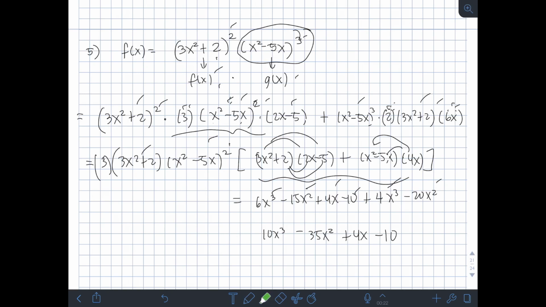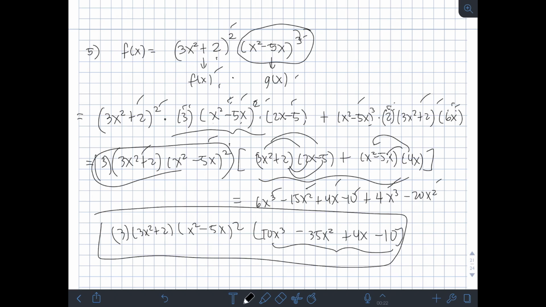Tapos, naka-multiply siya dito. Right? So, we have 3 times 3x squared plus 2 times x squared minus 5x quantity squared. Multiplied dito. Okay, so pwede na tong final answer na to. No need na i-expand. Okay?